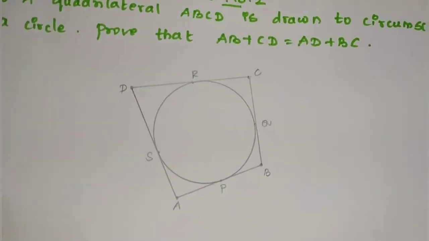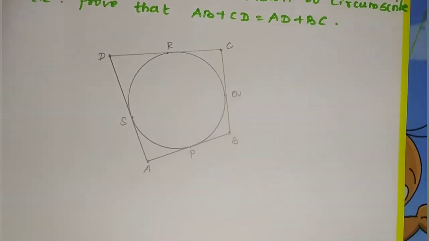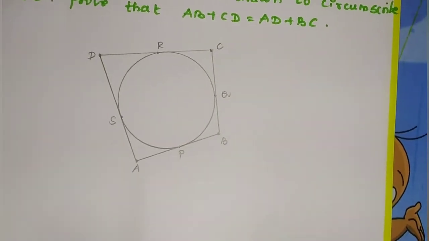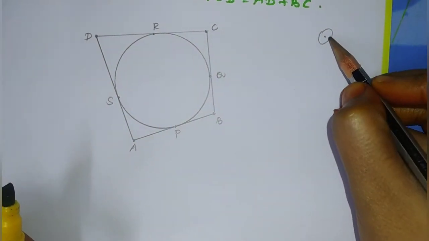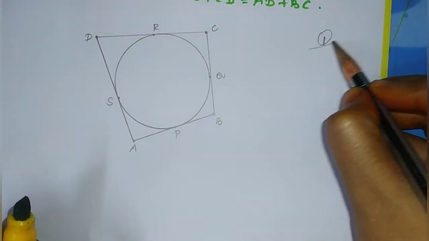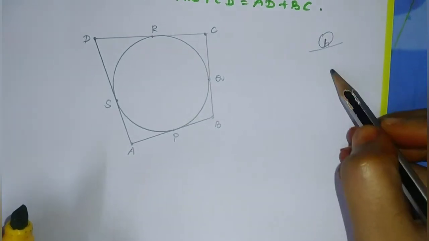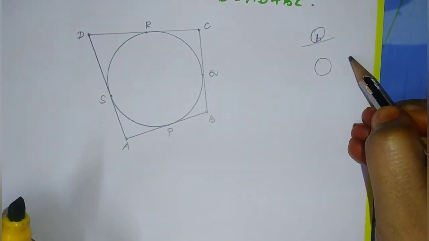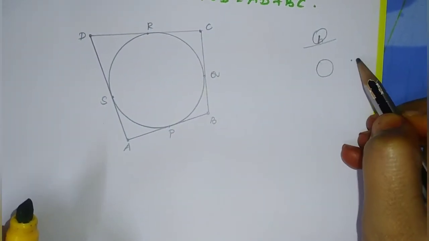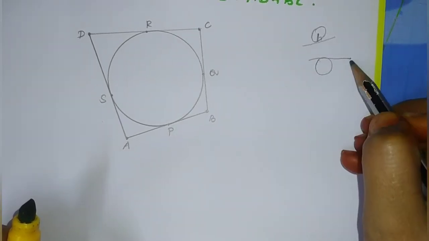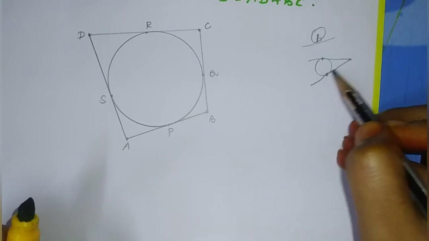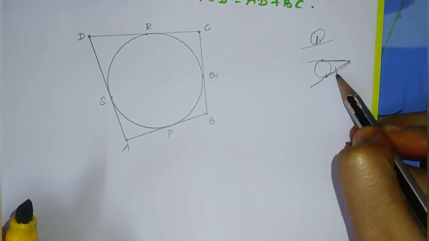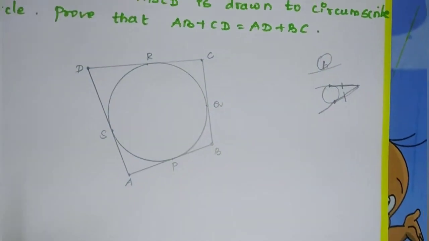Actually, in the circle we know only two theorems, theorem 10.1 and 10.2. Theorem 10.1 means if you join from the center to the point of contact, it will make 90 degrees. And we know one more thing, that from an external point, if you draw tangents to a circle, the lengths will be equal. The length of the tangents will be equal. This length and this length will be equal.